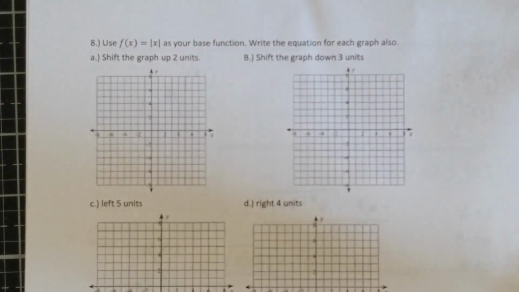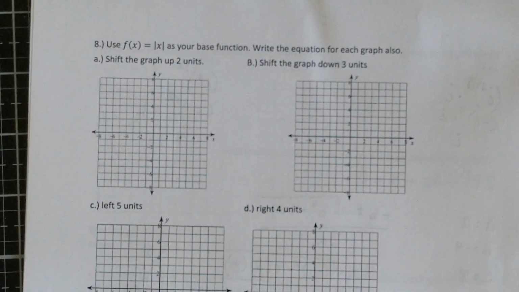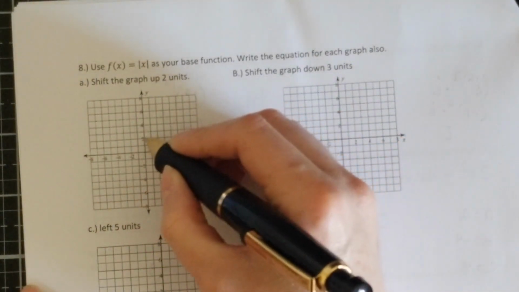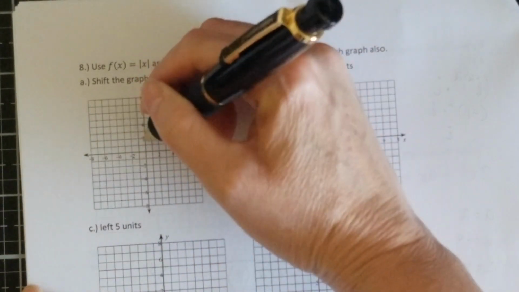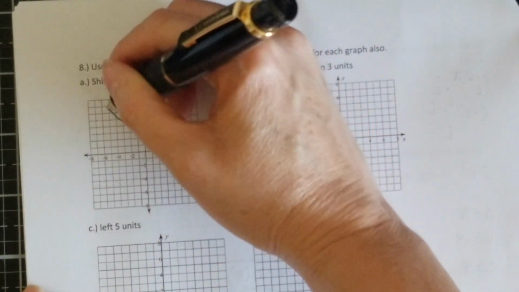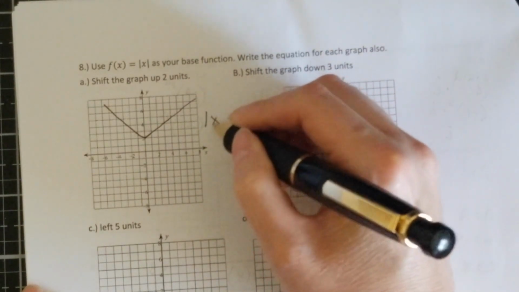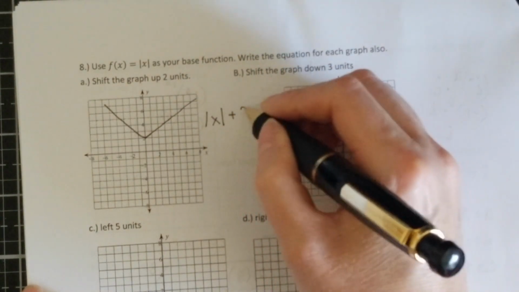Okay, question number 8. Use the absolute value of x as your base function. Write the equation of the graph also. So they want you to shift the graph up 2 units. Absolute value is a V shape. So we're going to make our V starting at 2. So this would be the absolute value of x plus 2.